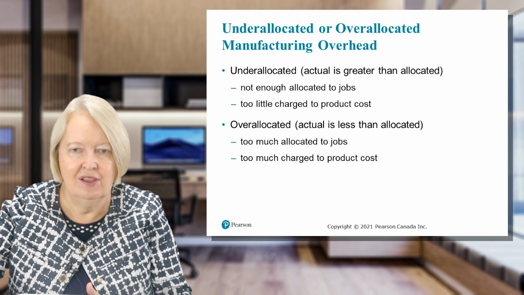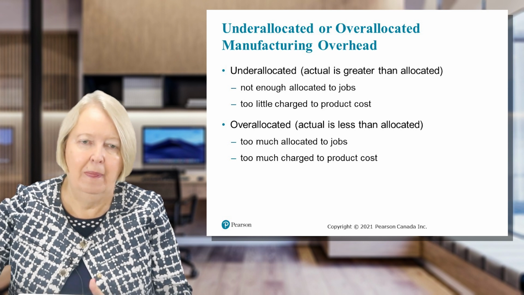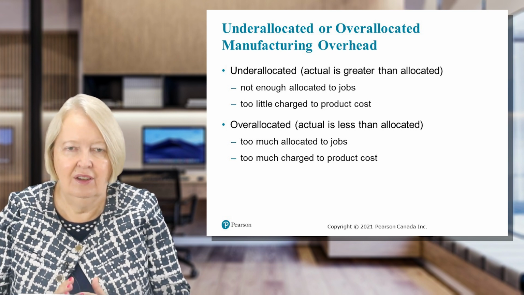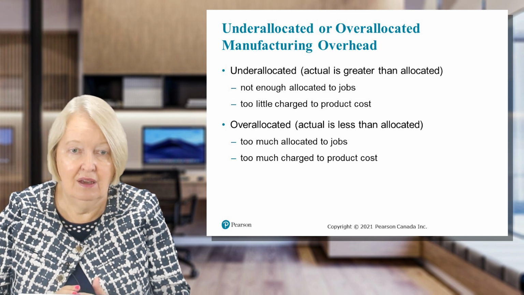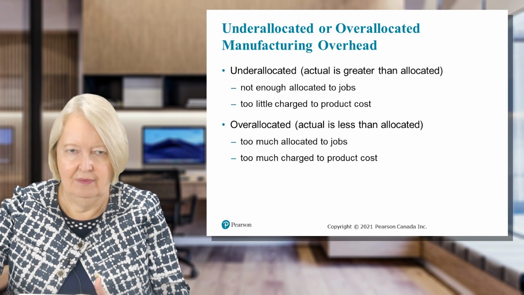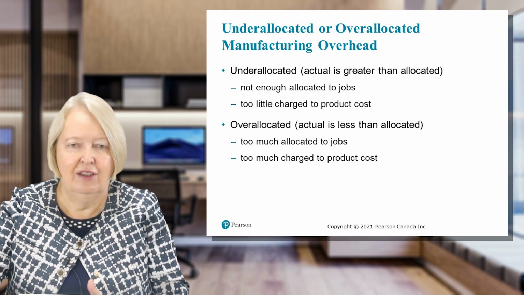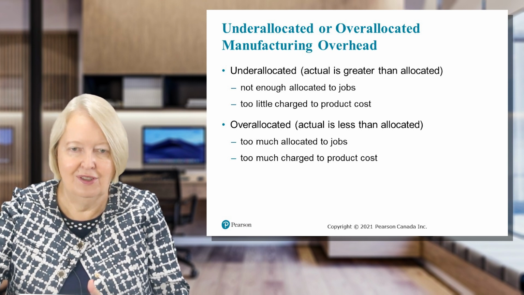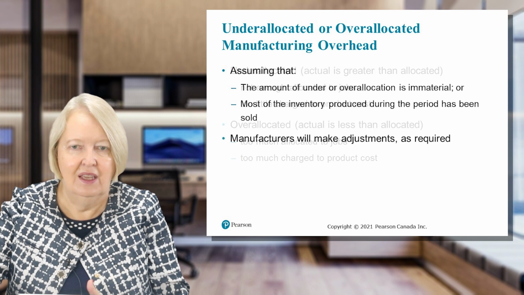So you got that $1,000. So basically under-allocated, your actual cost came in higher than you had predicted. And if you over-allocated, the actual costs are lower than predicted. So you either have not enough charge to the product or too much charge to the product.